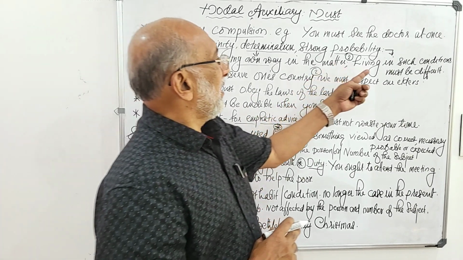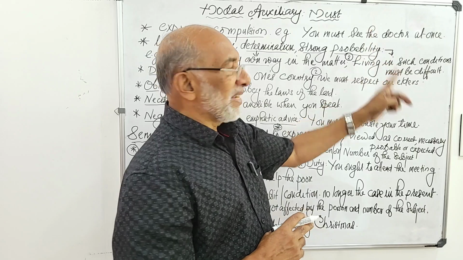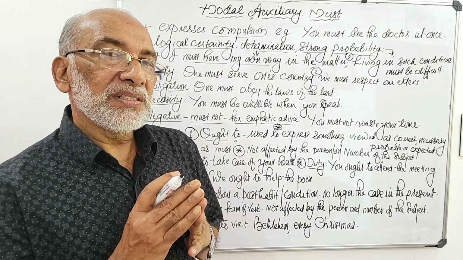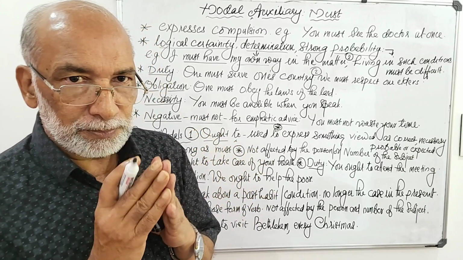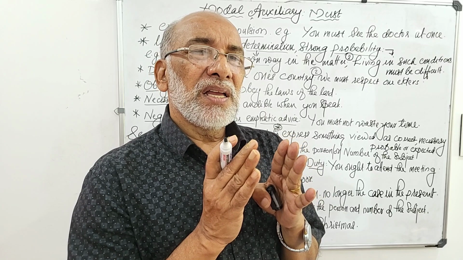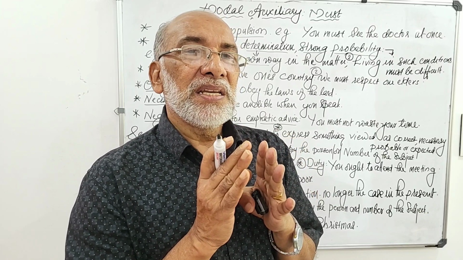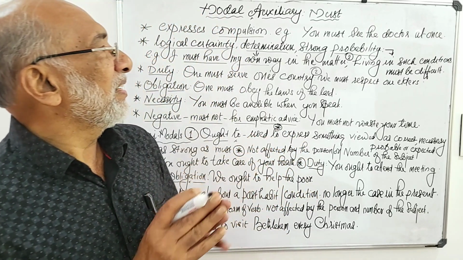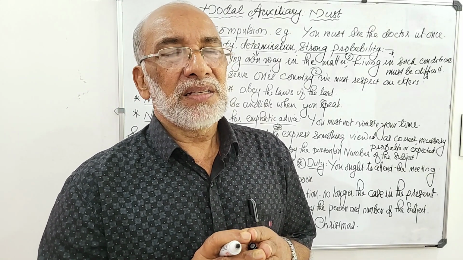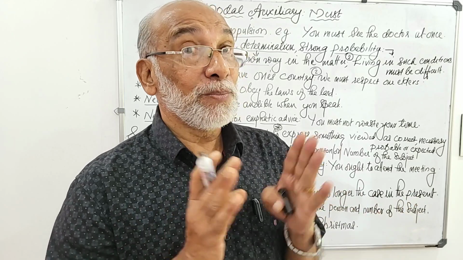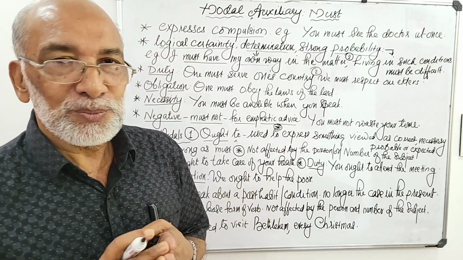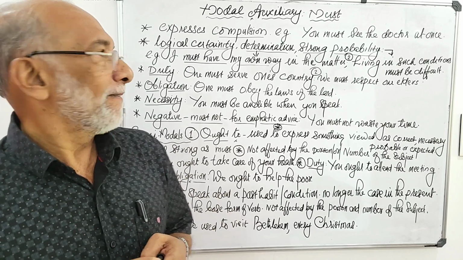Another example, living in such conditions must be difficult. Okay, after evaluating the living conditions in a particular place, we come to a conclusion or a strong probability that living in such conditions must be difficult. Okay, it can get changed, but at the present condition, living in such conditions must be difficult.